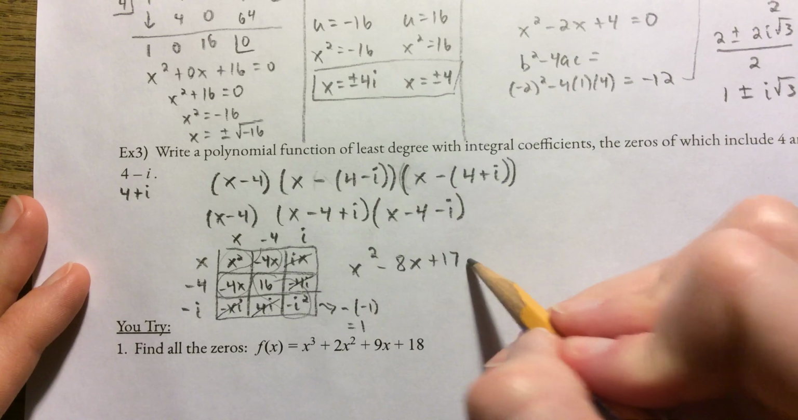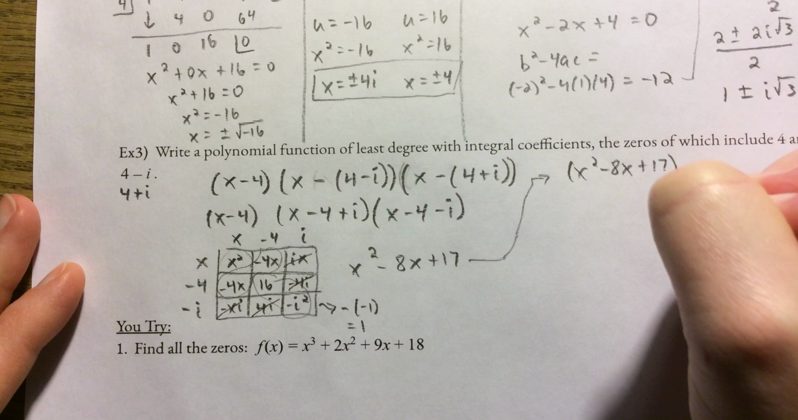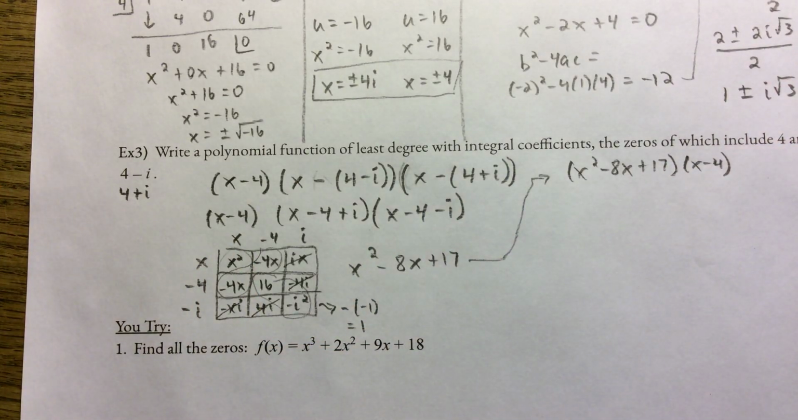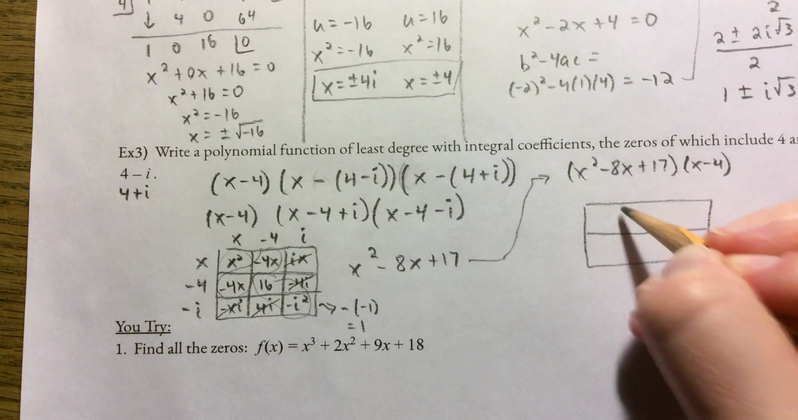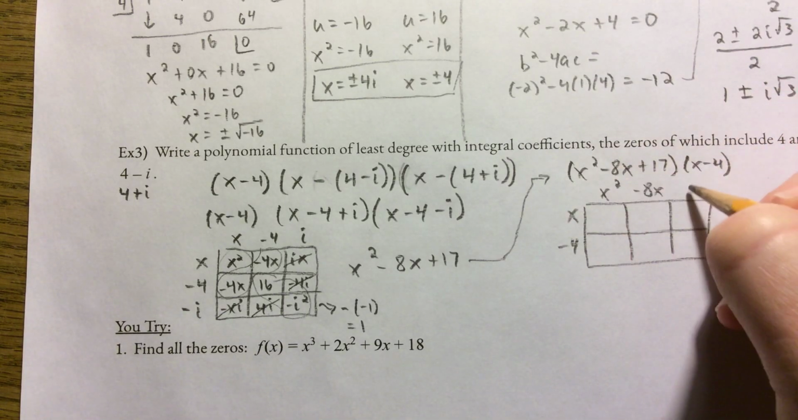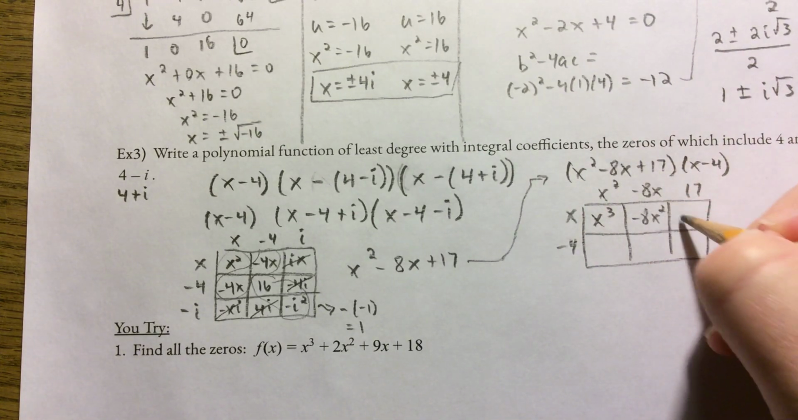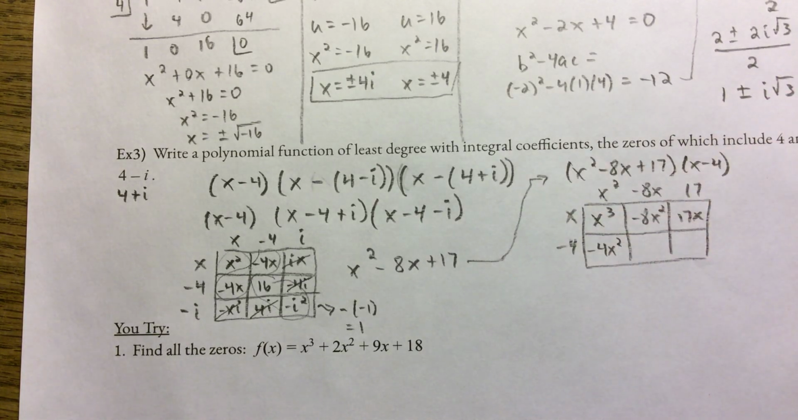So then I'm going to take this and multiply it by this original x minus 4 that we had over here. And I would set up a box for this. So this would be x cubed. And 17 times 4, I don't remember that off the top of my head, 68.